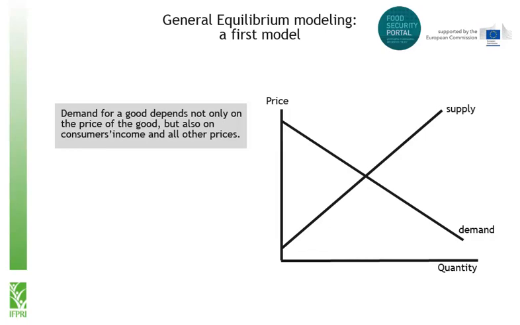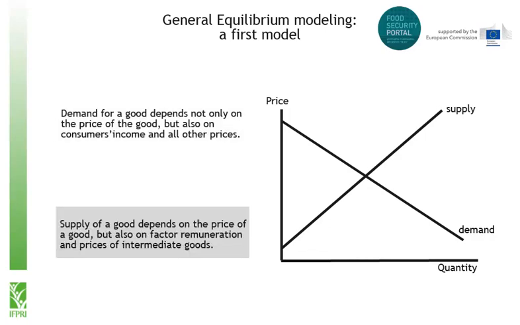We also have to assume that supply of a good depends on the price of the good, but also on factor remunerations and the price of intermediate goods, because supply of a good depends on the cost of production, and the cost of production includes the remunerations of primary factors, but also the cost of purchasing all intermediate goods.